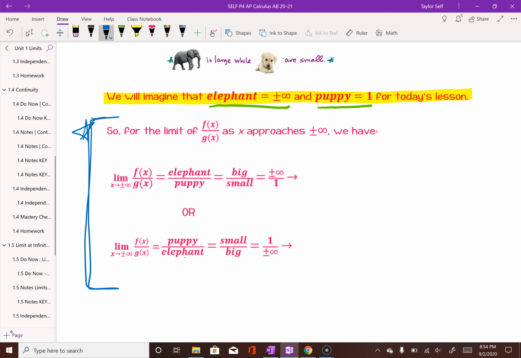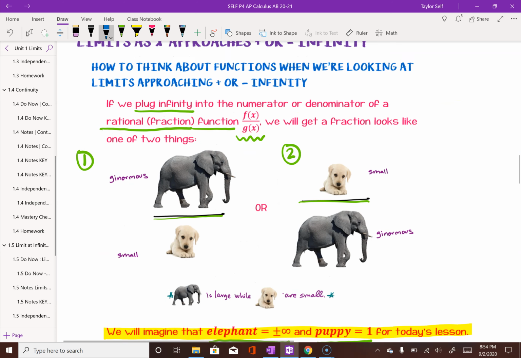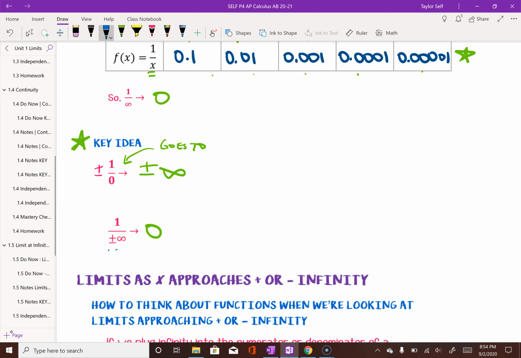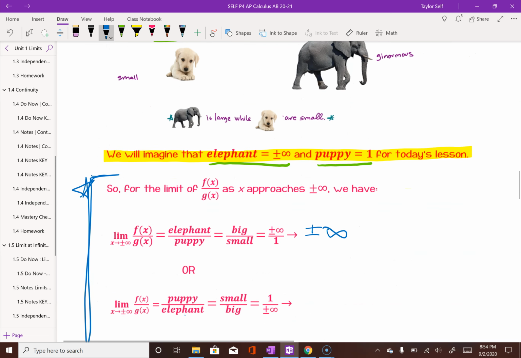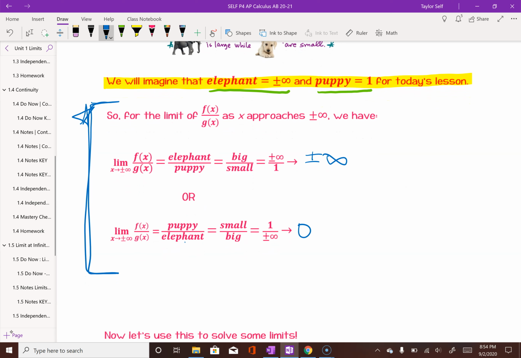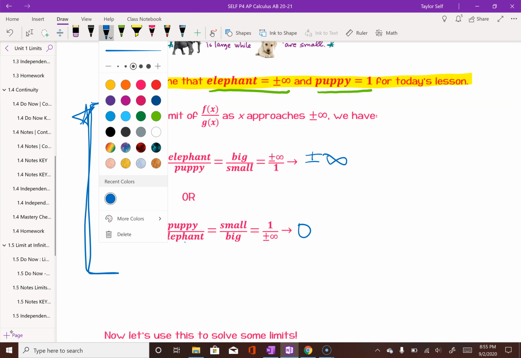And what would that simplify to? Anything over 1 is just itself. So that's the same as plus or minus infinity. So we have two options. Or for rational functions, your limit is going to be the same as puppy over elephant, which is small over big, which is 1 over infinity. And we just talked about how 1 over infinity goes to 0. So that is going to be 0. Okay, so make sure you have that down. And you might be like, what the heck are we even talking about? I'm going to show you with an example. It'll make more sense once we do our example.